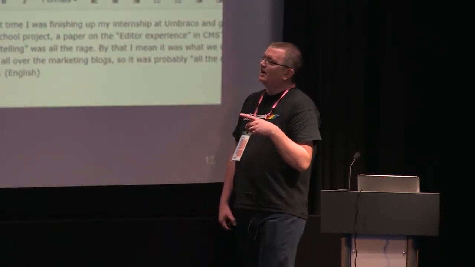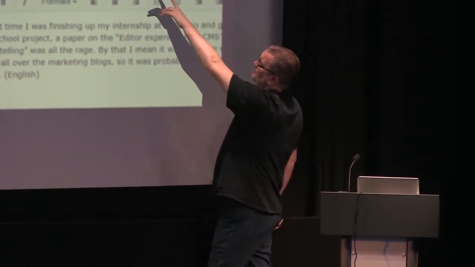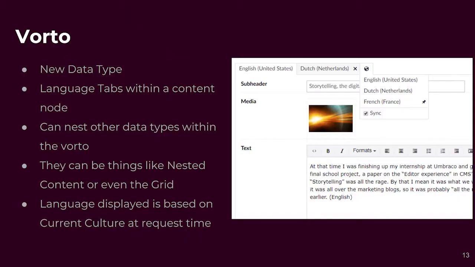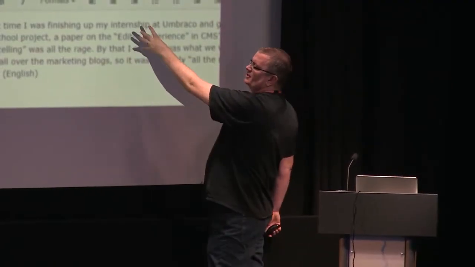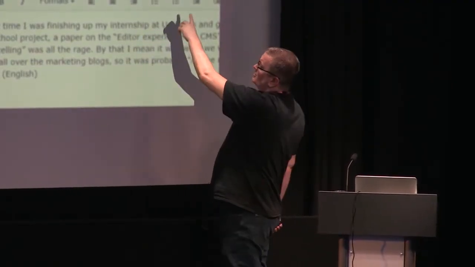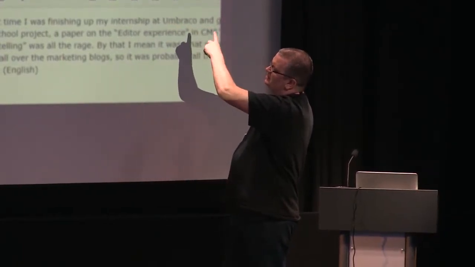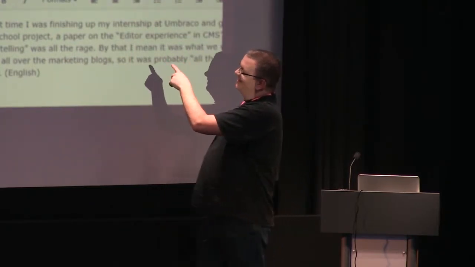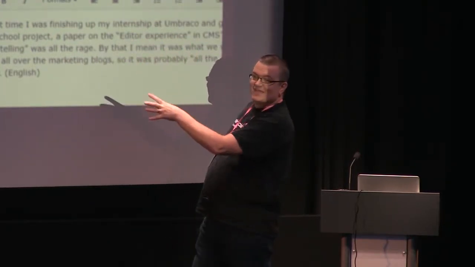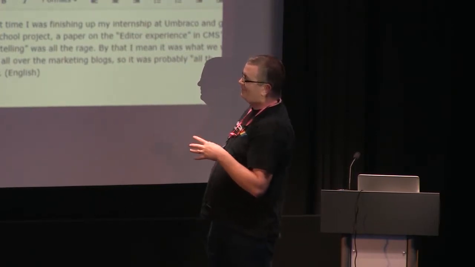So Vorto gives you a new data type, and in that new data type, it basically gives you tabs for each language. So your installed languages will go across the top within the single content node. And what you can then do is you can put other data types within Vorto. So in this example, it's a nested content item, which Matt wrote, inside Vorto, which Matt wrote. And then basically, you can go all the way in, and you can do single language site.